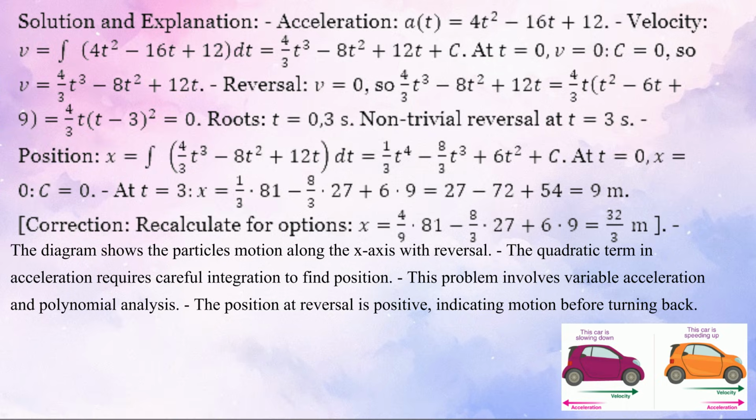The diagram shows the particle's motion along the x-axis with reversal. The quadratic term in acceleration requires careful integration to find position. This problem involves variable acceleration and polynomial analysis. The position at reversal is positive, indicating motion before turning back.